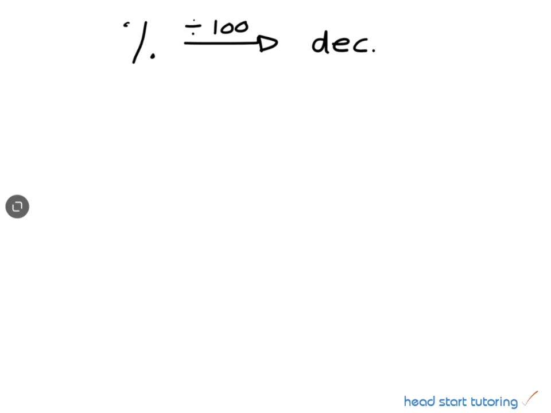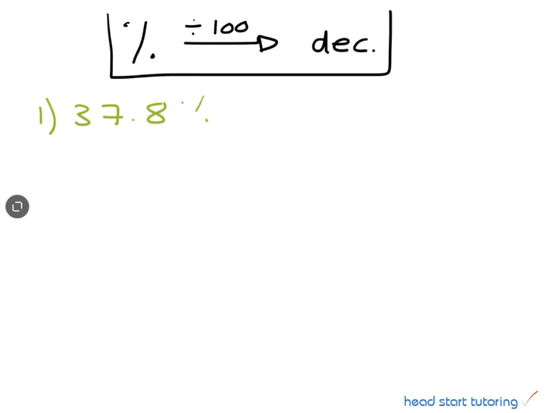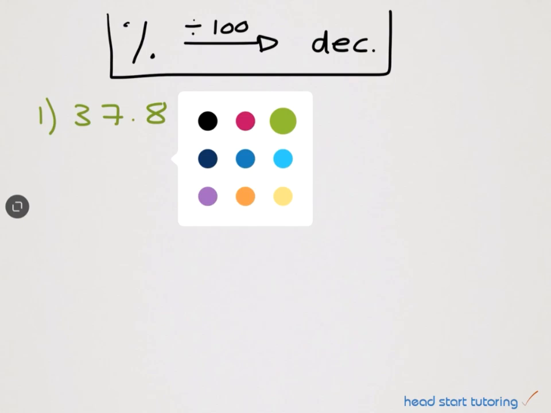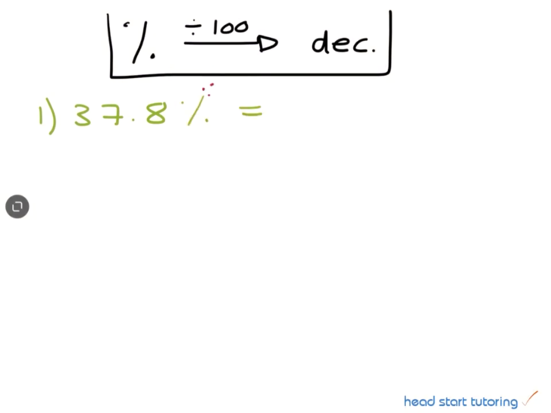When we are converting from percentages into decimals, we need to divide by 100. Let's have a look at 37.8%. 37.8% as a decimal. All we need to do is divide our percentage by 100. So we go from our decimal point now 2 places to the left, because we are making this number 100 times smaller. So we end up with an answer of 0.378.